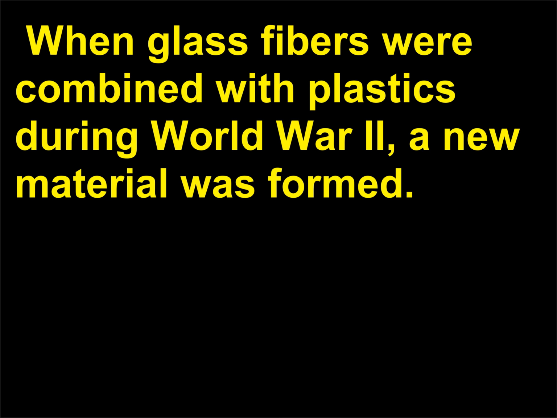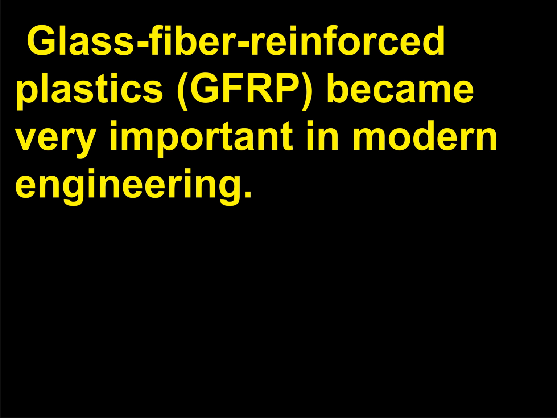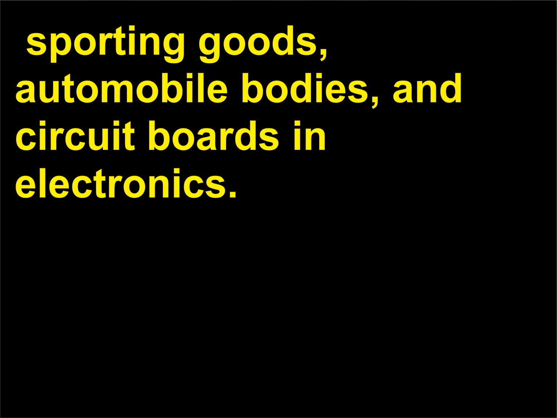When glass fibers were combined with plastics during World War II, a new material was formed. Glass fibers did for plastics what steel did for concrete, gave strength and flexibility. Glass fiber reinforced plastics, GFRP, became very important in modern engineering. Fiberglass combined with epoxy resins and thermosetting polyesters are now used extensively in boat and ship construction, sporting goods, automobile bodies, and circuit boards in electronics.